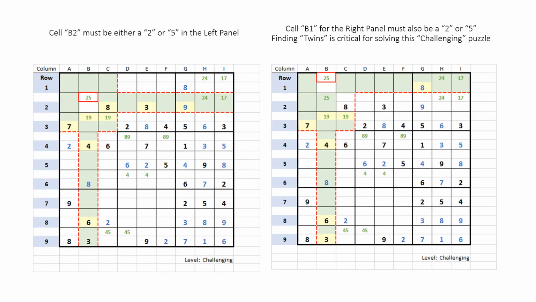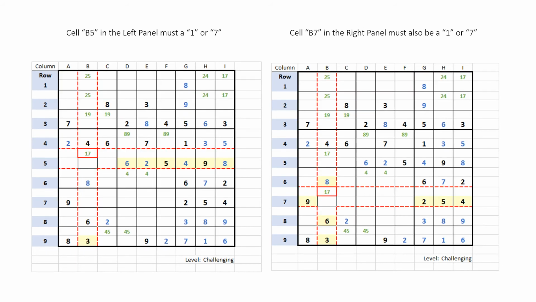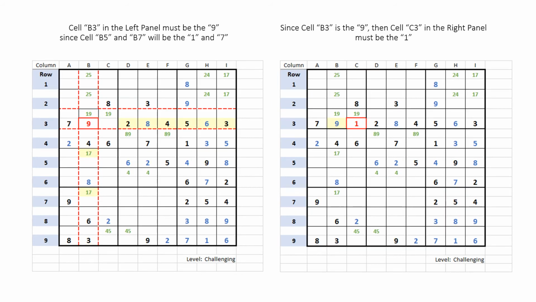Cell B2 must be either a 2 or 5 in the left panel. Cell B1 for the right panel must also be a 2 or 5. Finding twins is critical for solving this challenging puzzle. Cell B5 in the left panel must be a 1 or a 7. Cell B7 in the right panel must also be a 1 or 7. Cell B3 in the left panel must be the 9, since cell B5 and B7 will be the 1 and 7. Since cell B3 is the 9, then cell C3 in the right panel must be the 1.